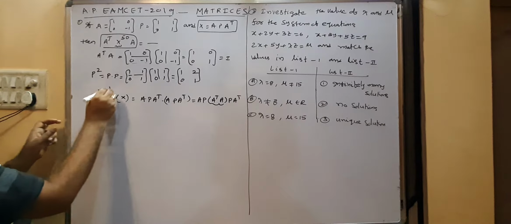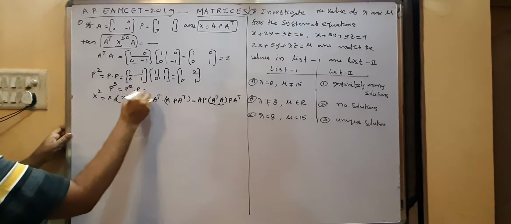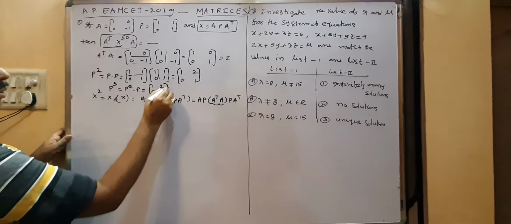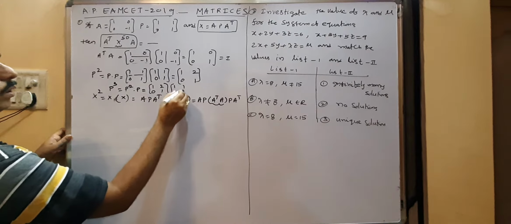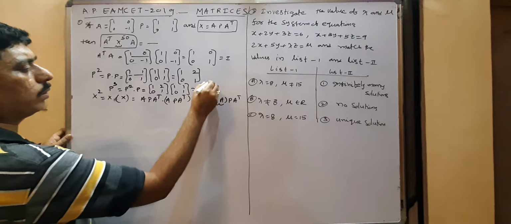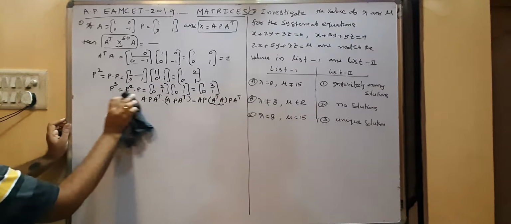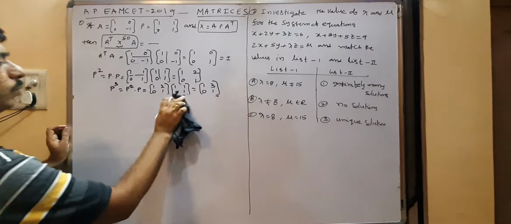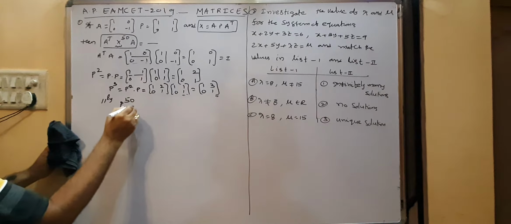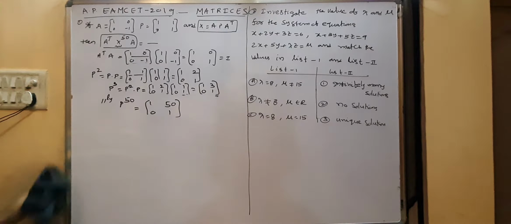Similarly, P cube is P square into P, that is 1 2 0 1 into 1 1 0 1. Multiplying both, we get 1 3 0 1. Similarly, P power 50 will be 1 50 0 1.